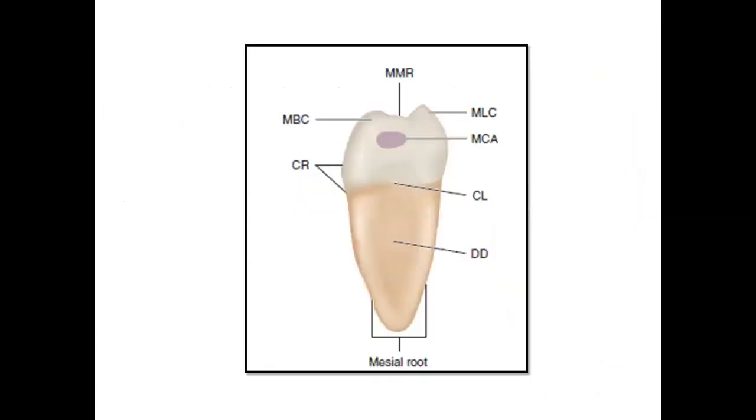So this is the schematic presentation of the mesial aspect, where you can appreciate the mesiobuccal cusp, which is flat occlusally, mesiolingual cusp, which is sharp and pointed. Then you have mesial marginal ridge, which is 1 mm below the cuspal tips. Then you can appreciate mesial contact area, which is at the junction of occlusal and middle third.